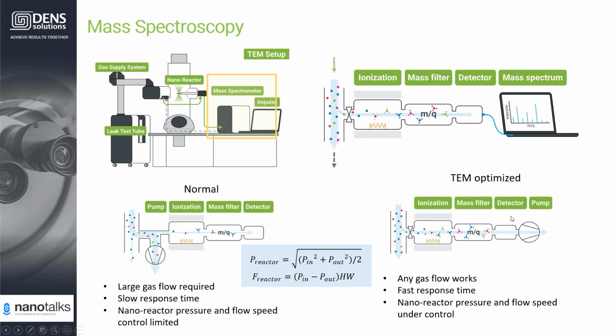We bring the gas detection part very, very close to the valve where you control how much gas goes into the system, and bring the pump to the back of the detection system. In this case, we minimize the gas amount to reach the same or even better signal to noise ratio for mass spectroscopy. By this, we also realize that any gas flow can be detected, with faster response time because it's much closer to the valve. And nanoreactor pressure and flow speed are still under control.